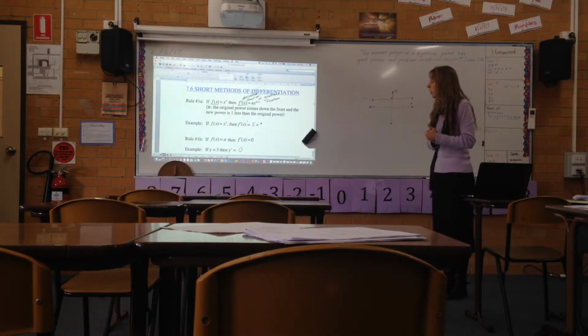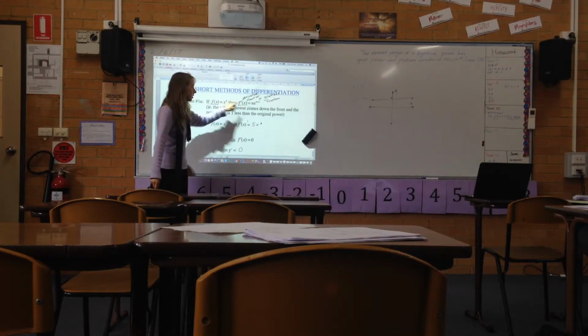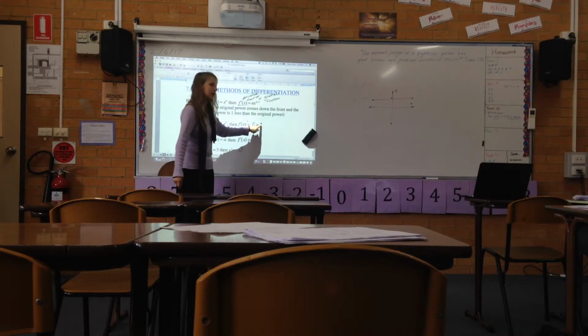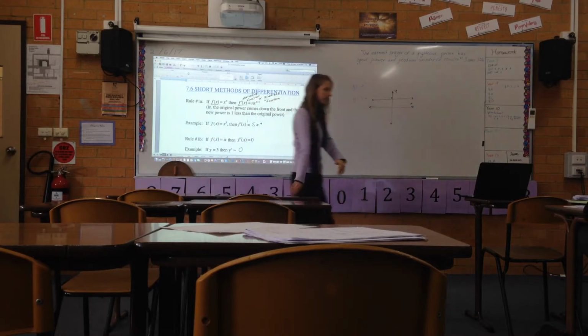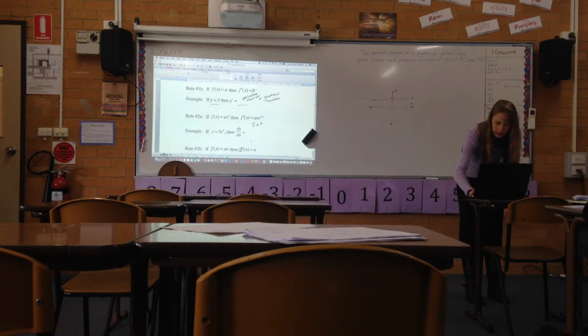In the first example, where did the 4 come from? Okay, the rule tells me that whatever my power is, I bring that number to the front and I minus 1 from it for the power. So that's just what the rule states. Okay, so we've done rule 1b.